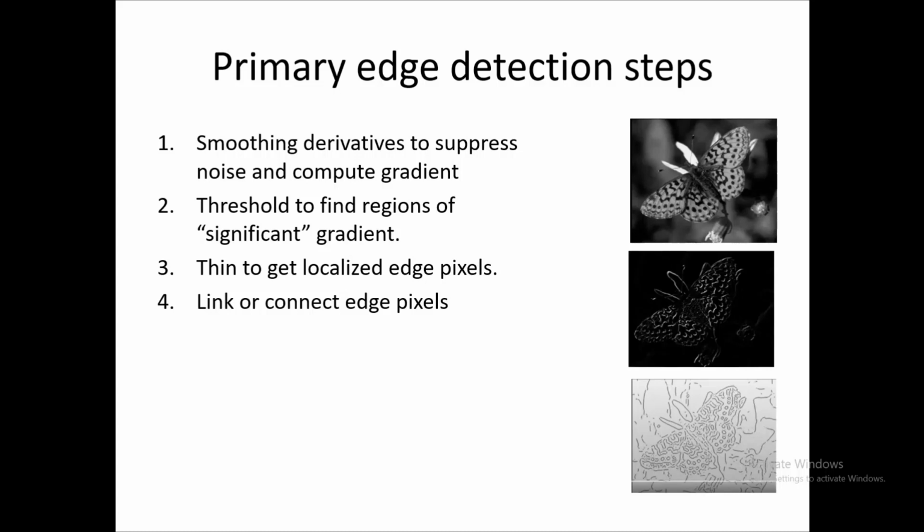Now we can return to the question of how we find the edges, and fundamentally it's a multi-step process. First we do smoothing with derivatives to suppress the noise and compute the gradient, and next we threshold to find the regions of significant gradient, and next we thin to get the localized edge pixels, and finally we link or connect these edge pixels. We can see here that we smooth and then we threshold and we get the localized edge information, and finally link or connect the edge pixels.